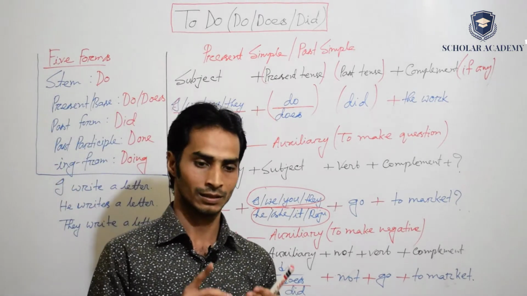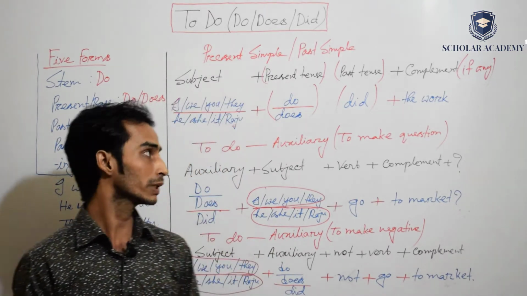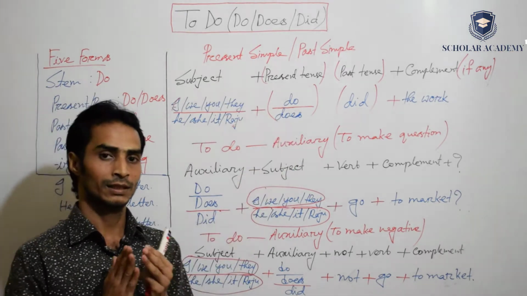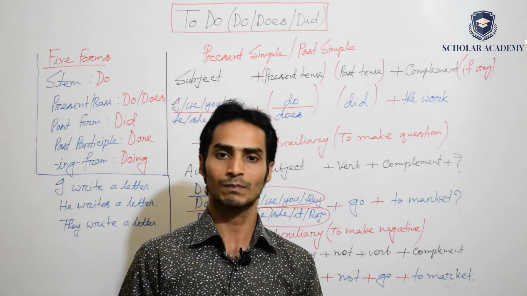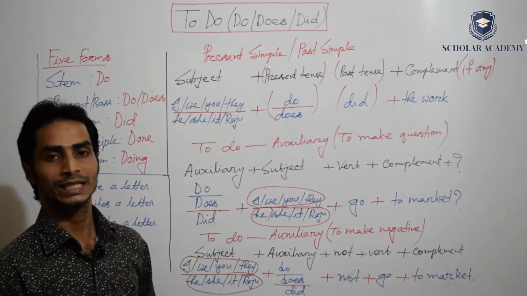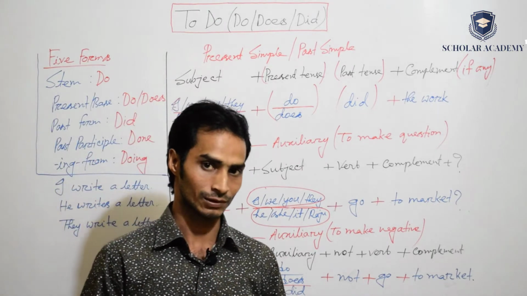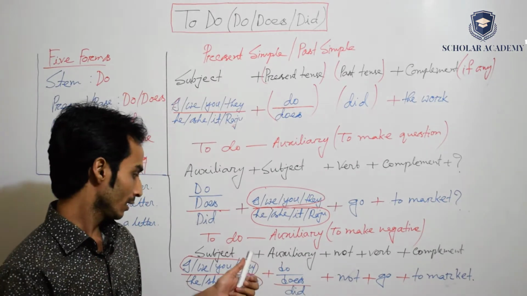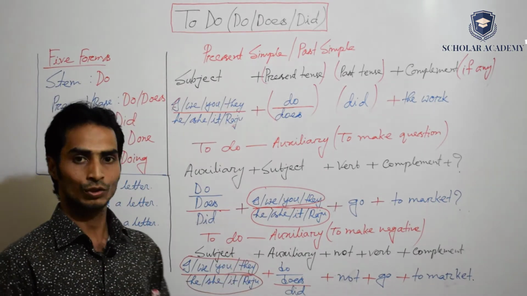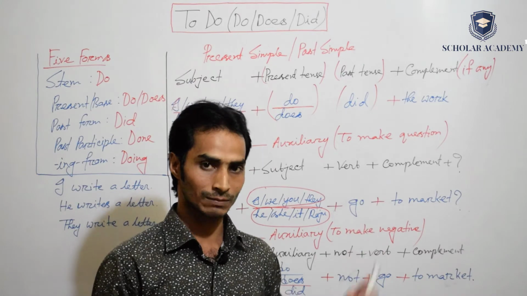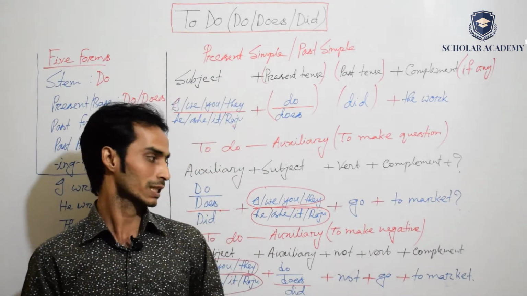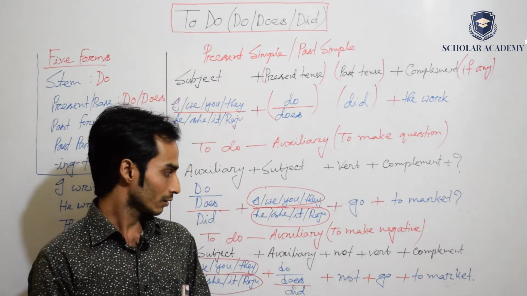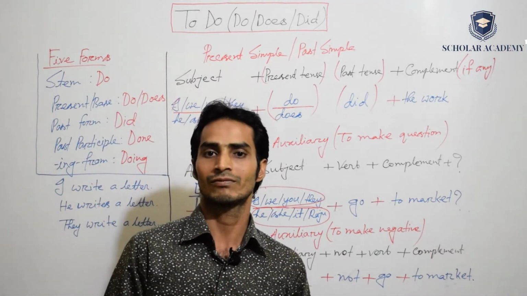Remember that the only difference between making a question in the simple present tense and simple past tense is the change of auxiliary verb. Another special tip for you: to make a negative sentence in the simple present tense and simple past tense is only the change of auxiliary verb.